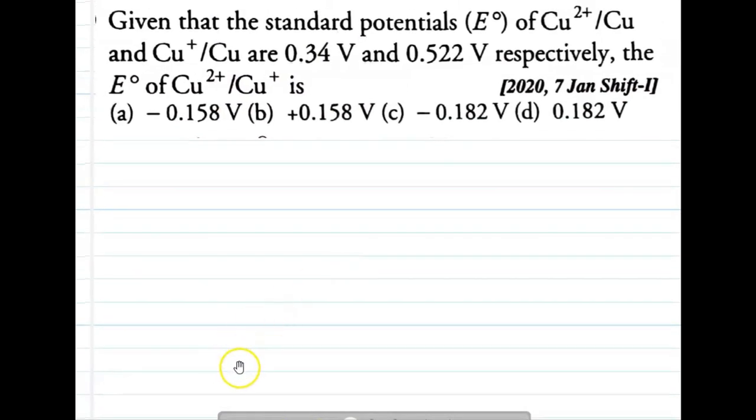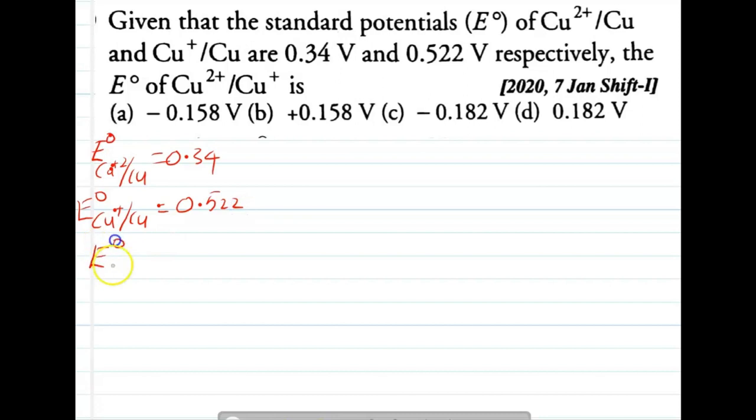Question: given that the standard electrode potentials of Cu+2 to Cu and Cu+ to Cu are given, Cu+2 to Cu+ is being asked. So let us take what is being given. E naught of Cu+2 to Cu is given as 0.34, and E naught of Cu+ to Cu is also given as 0.522. You are asked to find E naught of Cu+2 to Cu+.